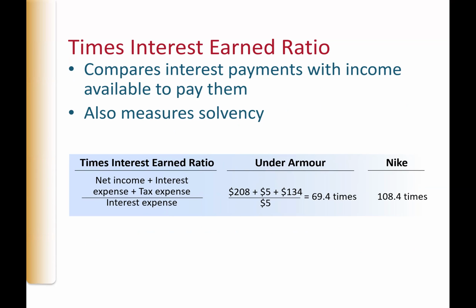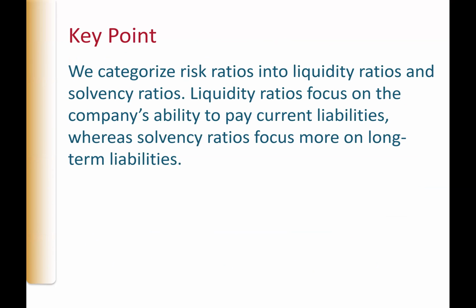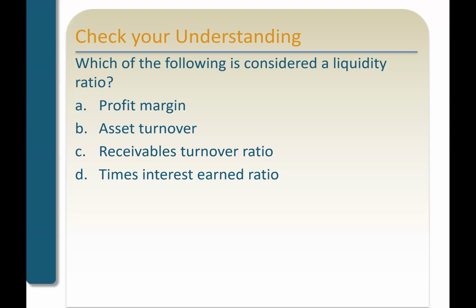Times interest earned compares interest payments with income available to pay them. What's better, a higher or lower? The company wants higher net income before interest and taxes in relation to the amount it needs for interest expense alone. So Nike is more desirable in this ratio. Okay, so again, these are liquidity ratios and solvency ratios. They're risk ratios.